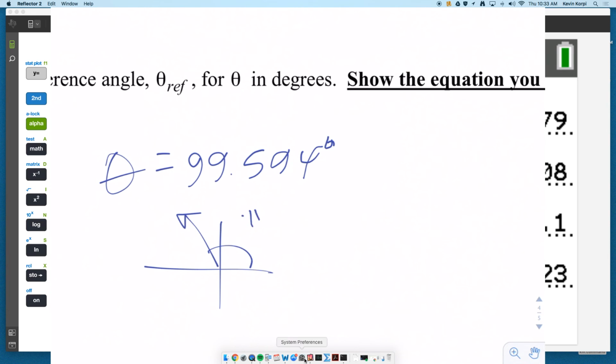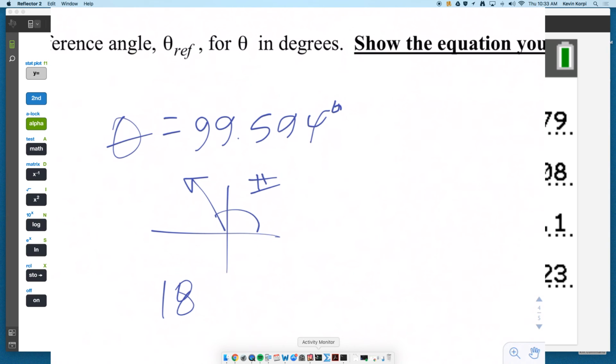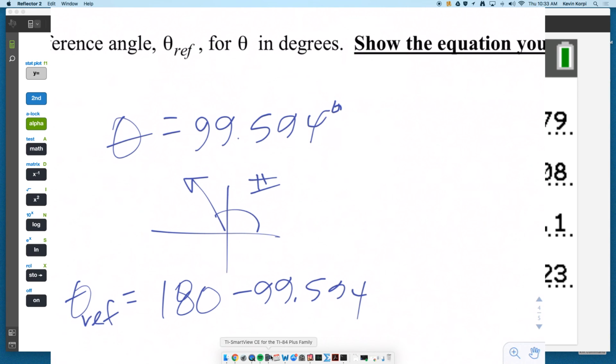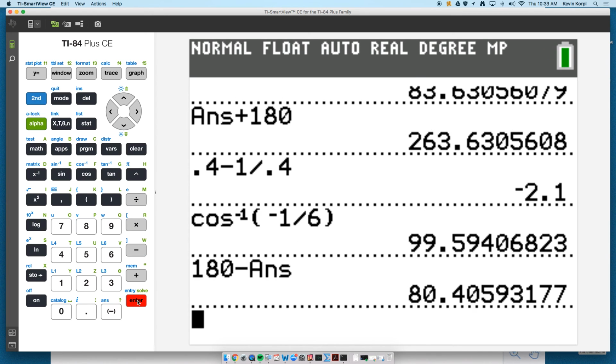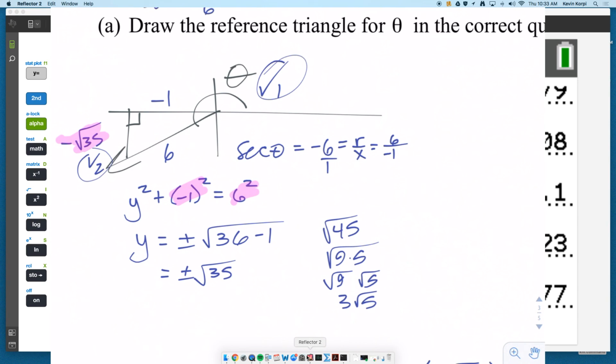So to find the reference angle, I need to do 180 minus that. So the reference angle is 180 minus 99.594. And I'm going to show that equation. So now I'll just go 180 minus that answer, second negative. And now I have my reference angle of 80.405. And then finally, to find theta, your picture tells you that you just need to do what? Go all the way to 180 and add the reference angle.